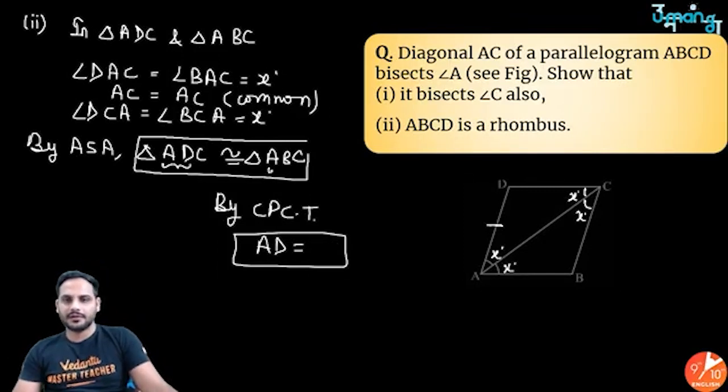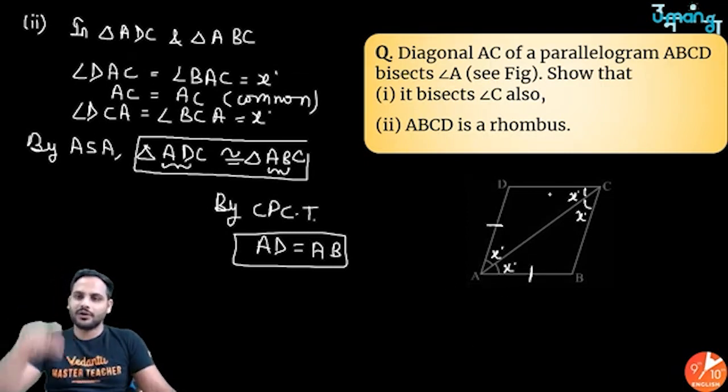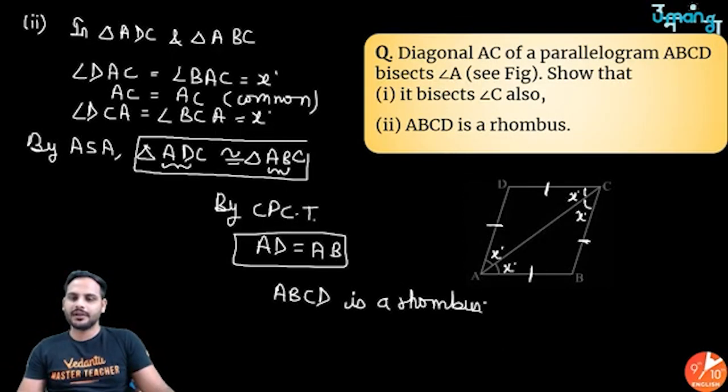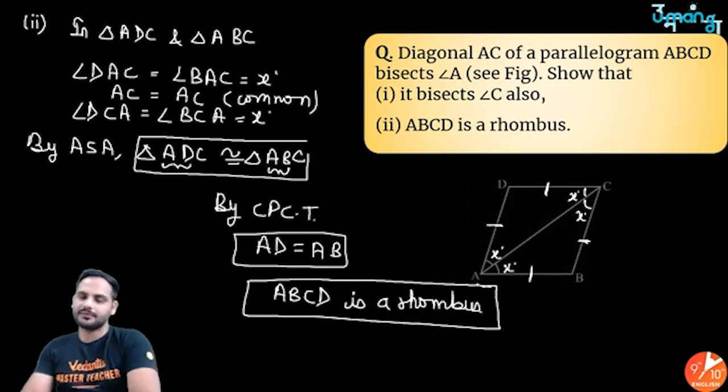AD is equal to AB. So if AD and AB are equal, one pair of adjacent sides are equal, automatically all will become equal. So I can say ABCD is a rhombus. So the second part also has been proved.